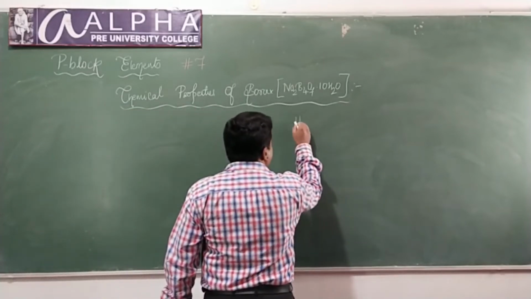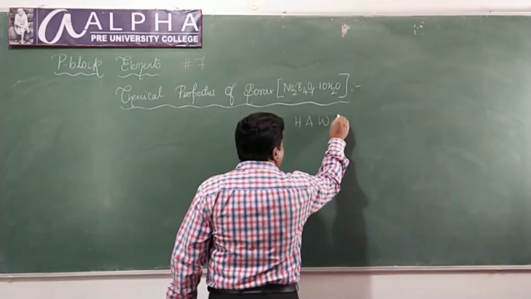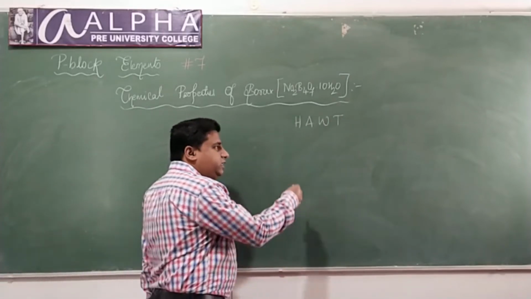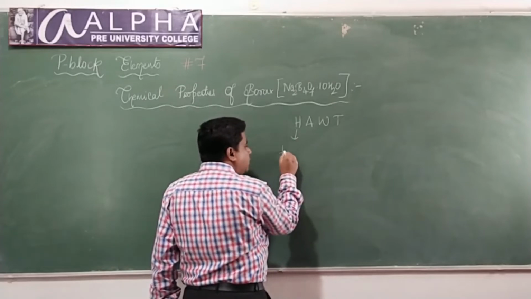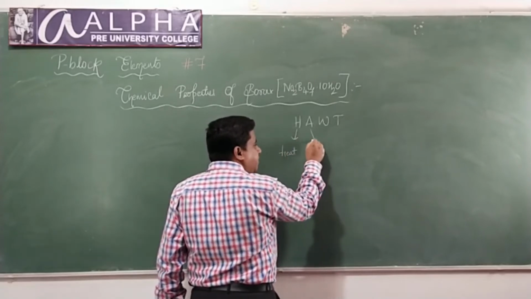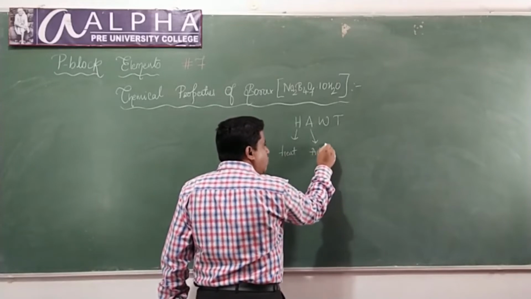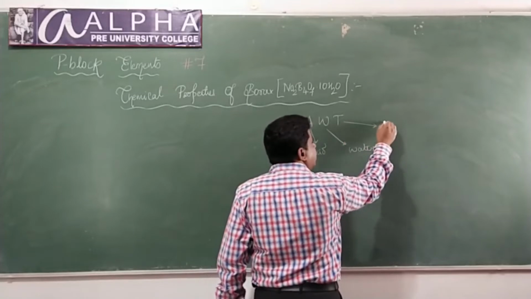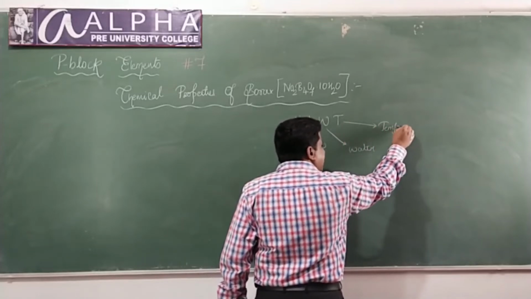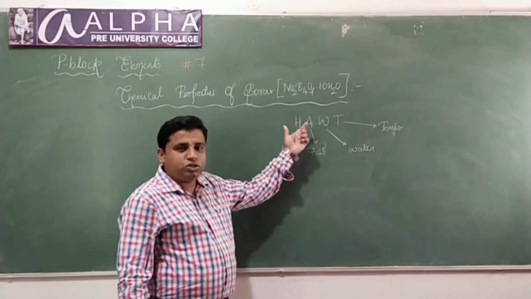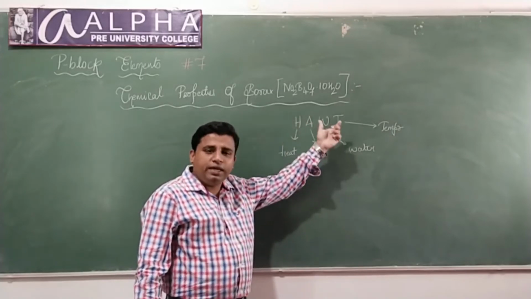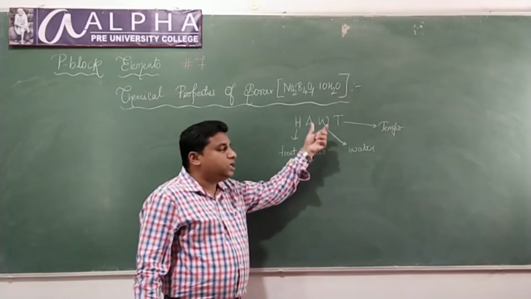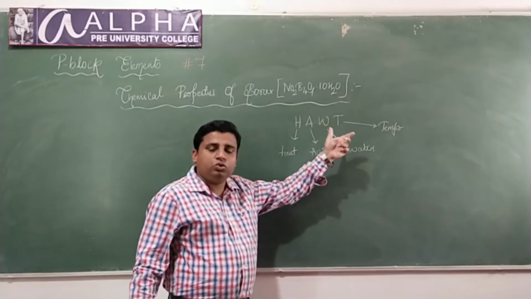HAWT, hot. What does H refer to? Heat. What does A refer to? Acid. What does W refer to? Water. What does T refer to? Temperature. Temperature is nothing but again heat. Please remember this word hot, HAWT. Understood? H refers to heat, A refers to acid, W refers to water, T refers to temperature.